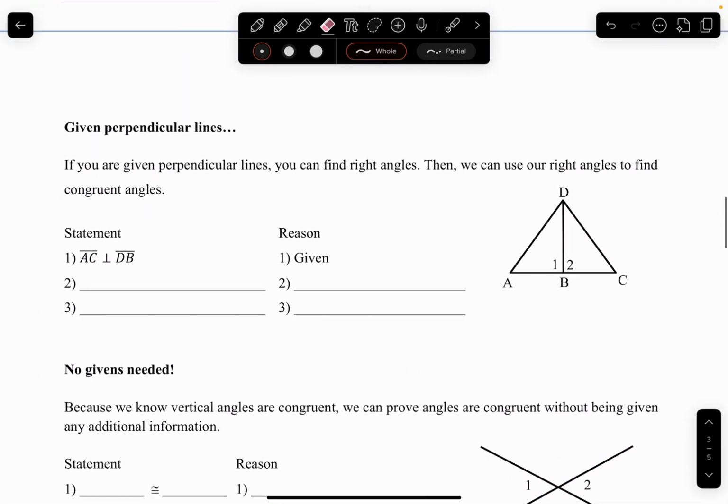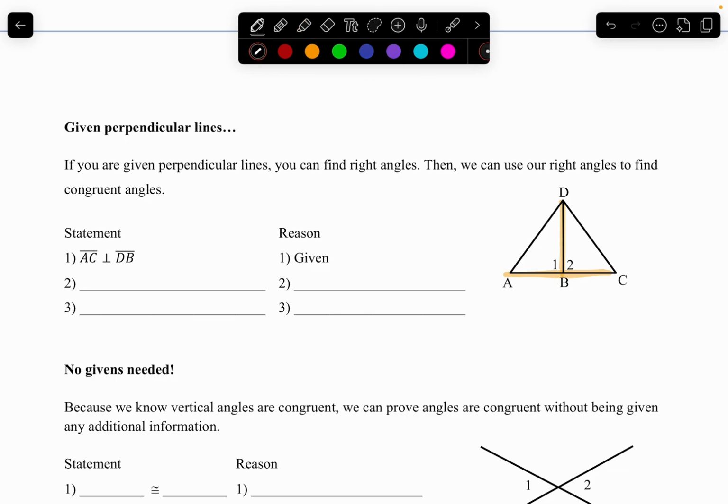It says if you're given perpendicular lines, you can find right angles, then we can use our right angles to find congruent angles, okay? So the first thing that we were given is that AC is perpendicular to DB. That was given to us. When you have perpendicular lines, you know that perpendicular lines intersect at right angles, so we automatically know that angles 1 and 2 are right angles. So we're going to say angle 1 and angle 2 are right angles.